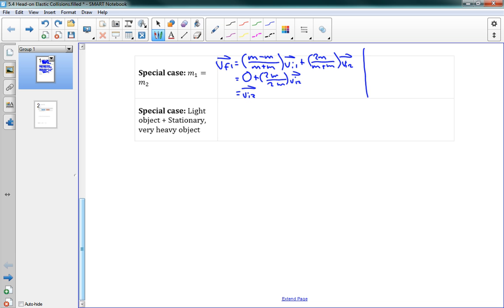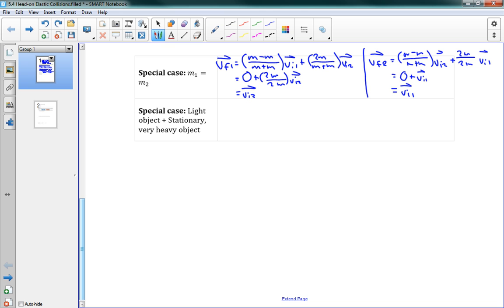We can do the same thing for the other one here. We have VF2 is equal to, well, you'll see that it's the same terms here. It's m minus m over m plus m times VI1, sorry, VI2 in this case, plus 2m over 2m times VI1. Okay, so again we get 0 for the first term plus VI1 for the second term, so you get that the final of the second is equal to the initial of the first. So that's a cool result. It means that they will just switch speeds.